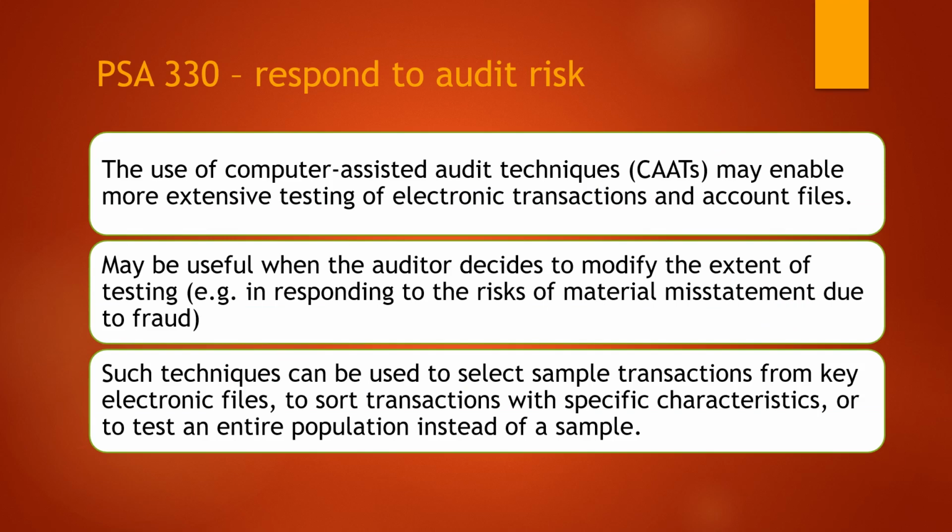Okay, under PSA 330, as an auditor, we have to respond to the audit risk. We want to test, we want to check, we want to determine, we want to lessen the audit risk. The use of computer-assisted audit techniques may enable more extensive testing of electronic transactions and account files. So it may be useful when the auditor decides to modify the extent of testing, responding to the risk of material misstatement due to fraud.